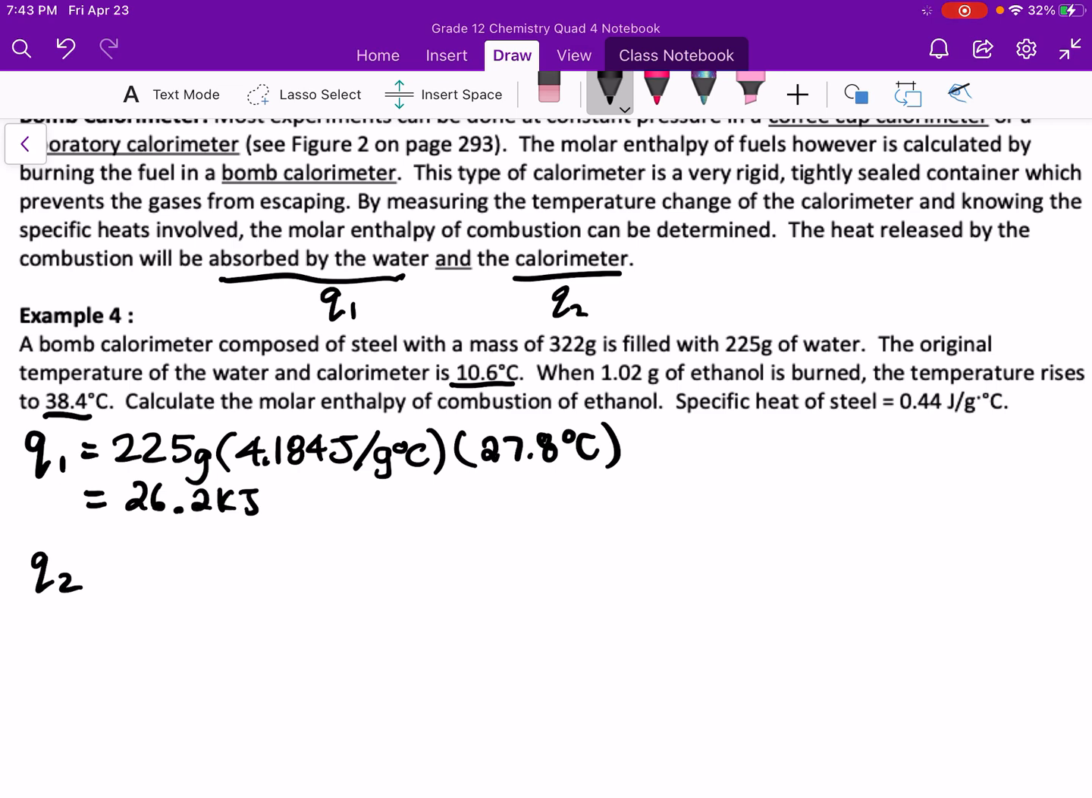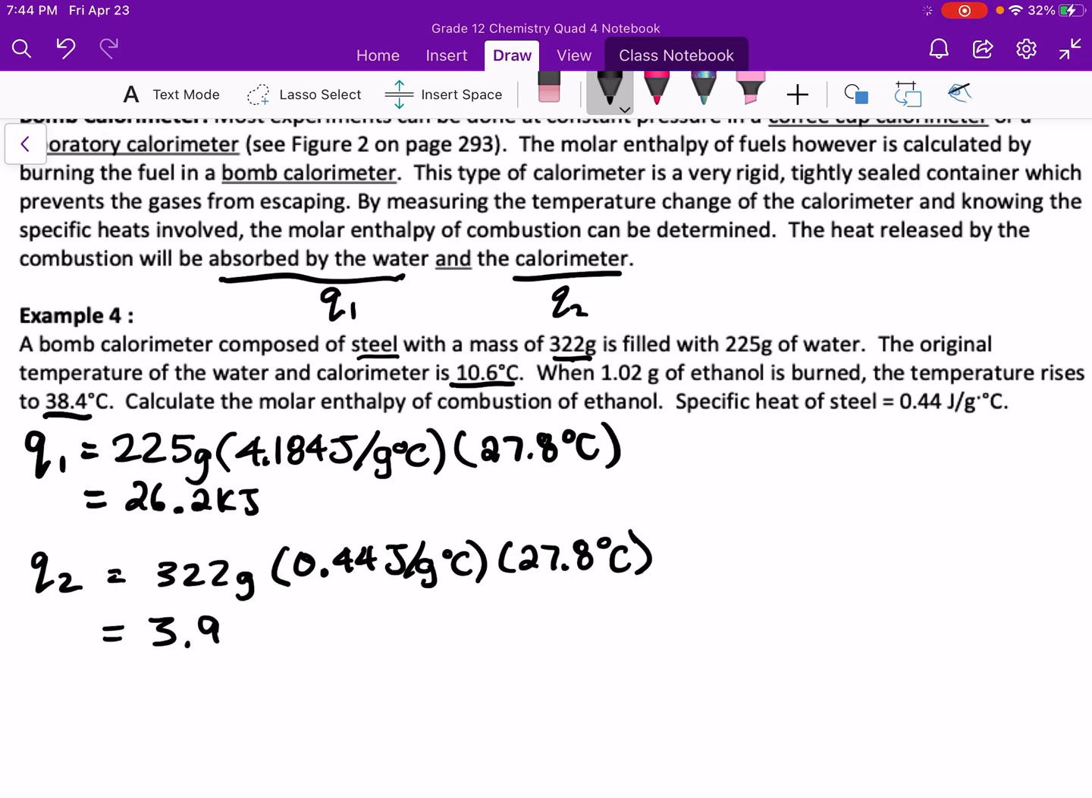Next, we're going to look at the calorimeter itself. So we have steel being 322 grams. That's our mass. Our heat capacity was given to us, 0.44 joules per gram degrees Celsius. It has the same change in heat. It's starting at 10.6, going to 38.4. The difference is 27.8. We get 3.9 kilojoules.